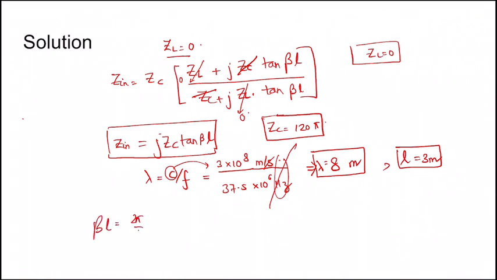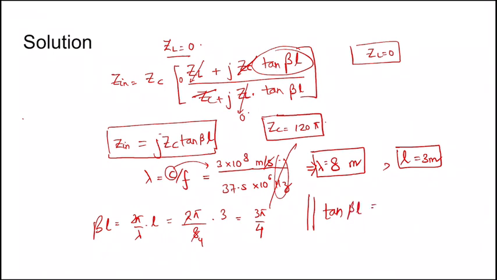Beta L equals 2 pi by lambda into L, equals 2 pi by 8 into L, where L is 3, so it is coming as 3 pi by 4 for beta L. So tan of beta L, as you need this, I need to determine, which is tan of 3 pi by 4, which is minus 1.